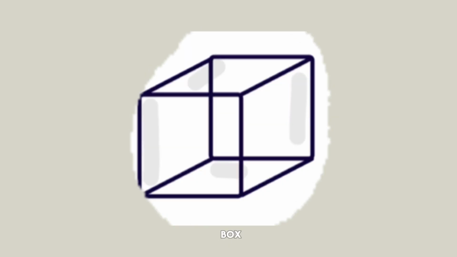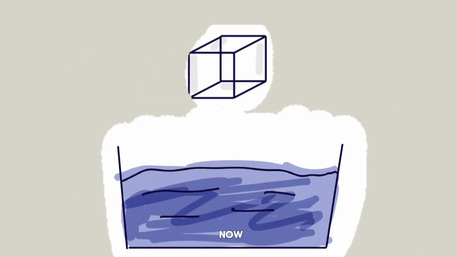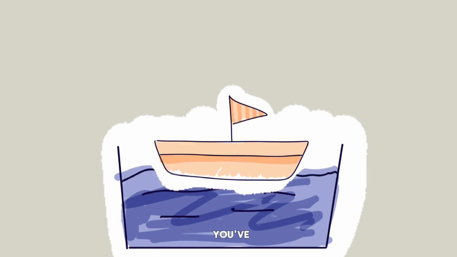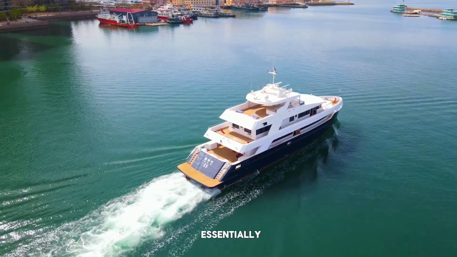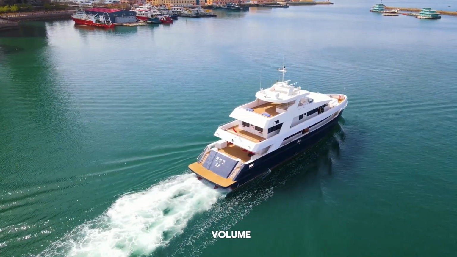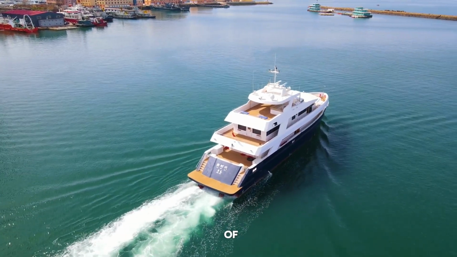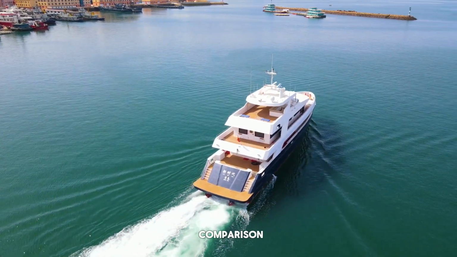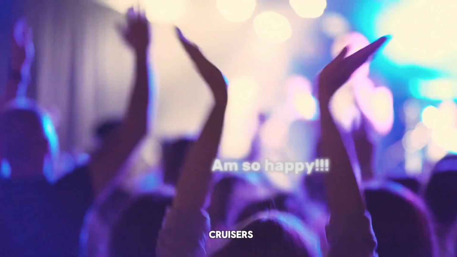Let's say we make the box hollow, filled with air instead of dense metal. Now, even if you push the cube underwater, it'll float right back up to the surface. Congratulations, you've just invented a boat. Essentially, what we did is increase the volume displaced by widening the surface area and decrease the density of our boat, so the density of the liquid is higher in comparison. Ta-da! You've got max upthrust and a ton of happy cruisers.